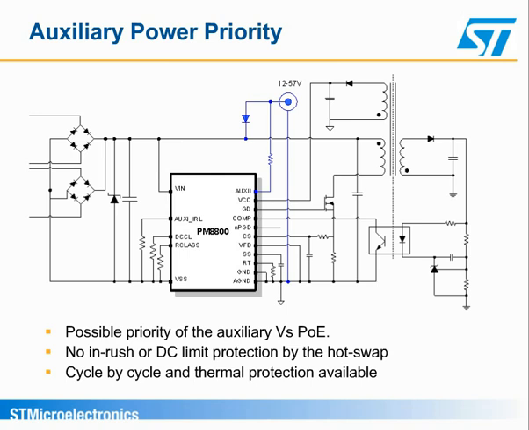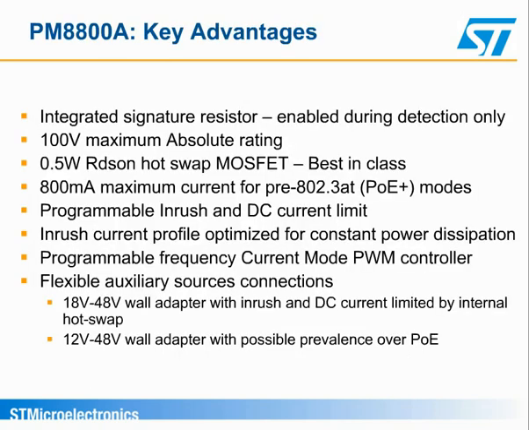Since in this configuration the only active block is the DC to DC converter, no inrush or DC current protection is allowed through the hot swap MOSFET. Besides, other protective functions are available, such as cycle-by-cycle and severe overcurrent protection, as well as thermal protection. Let's summarize the key advantages of the device.